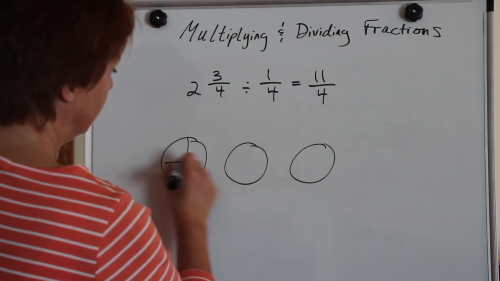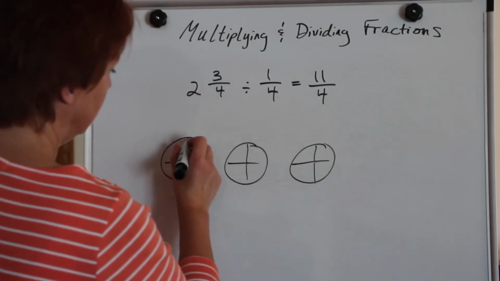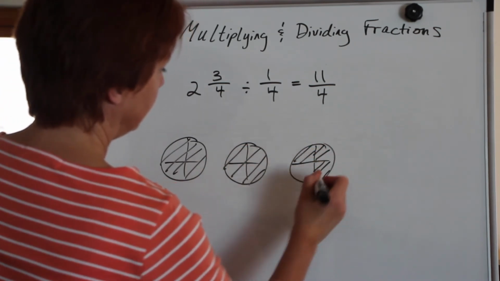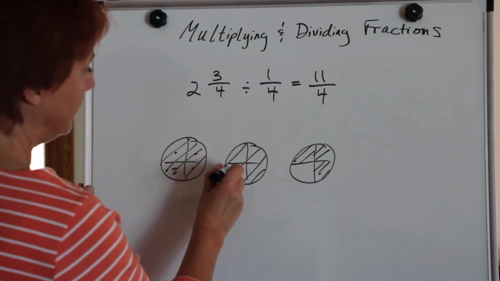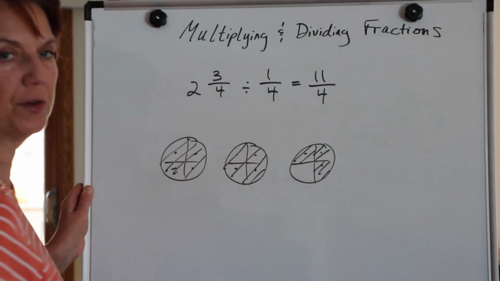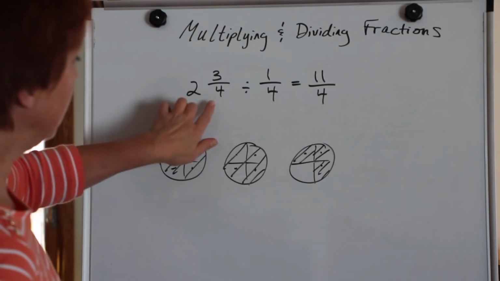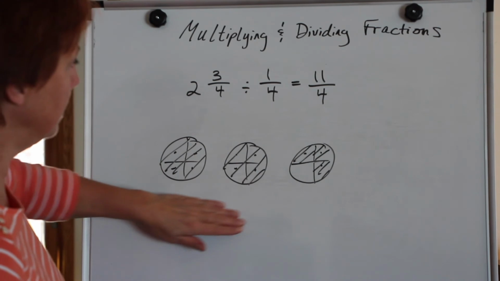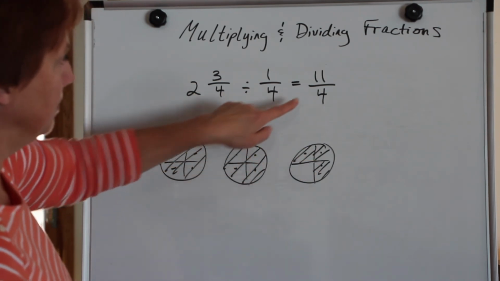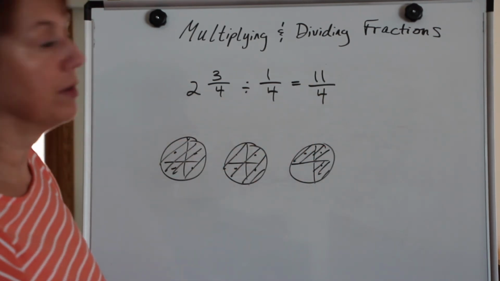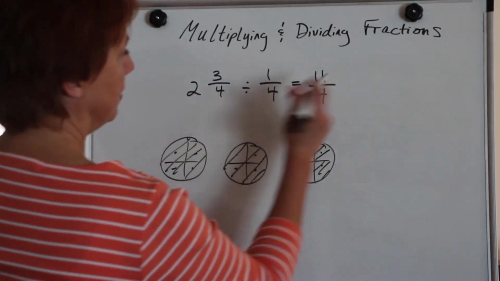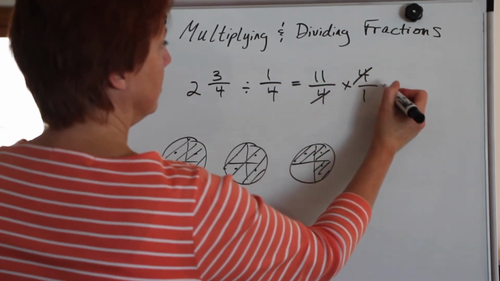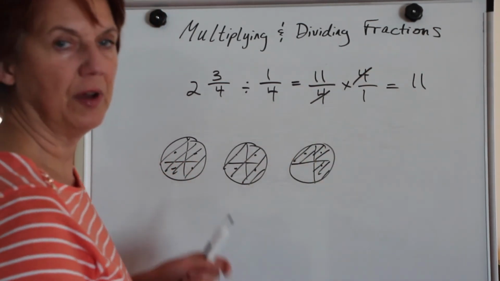Okay, if we have 2 3/4, we have 1, 2, 3, 4, 5, 6, 7, 8, 9, 10, 11 quarters. So the 2 times 4 means we have 2 wholes that are composed of 4 parts each, plus 3 left over, which gives us 11 quarters, okay? And then we're going to flip this one right away, gives us 4/1. These go away, and we get a simple 11 as a final answer.